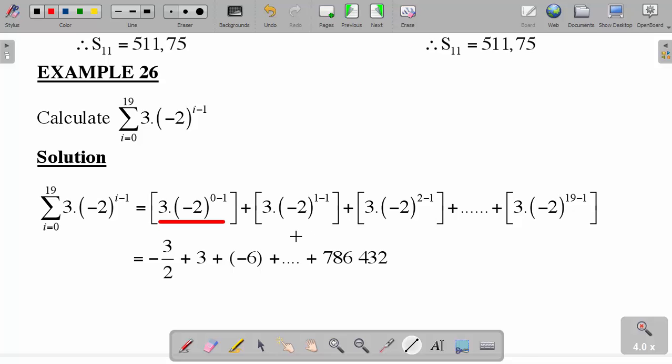Now after 0 I get 1. That's why I have here 1 minus 1. So it's going to be 3 multiplied by negative 2 power 1 minus 1. Then next I'm going to get 3 multiplied by negative 2 power 2 minus 1, and so on until I go to 19.